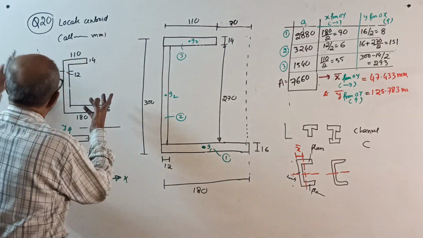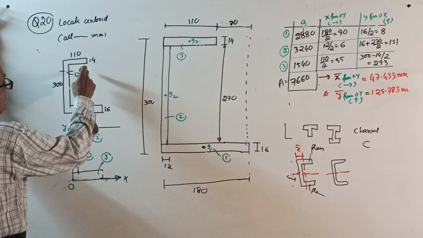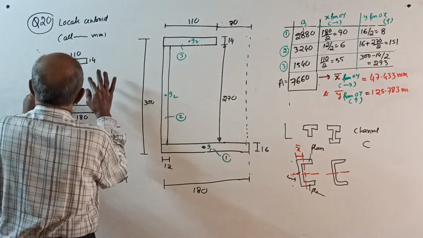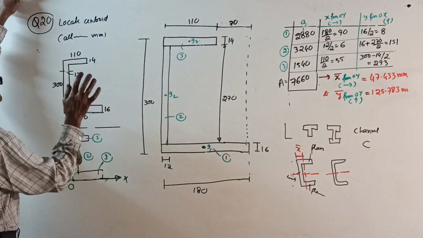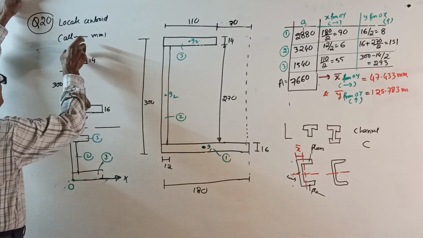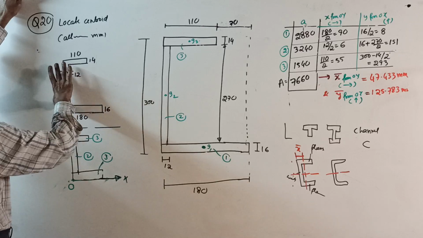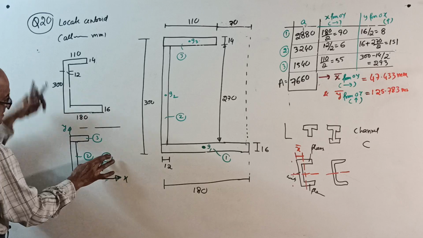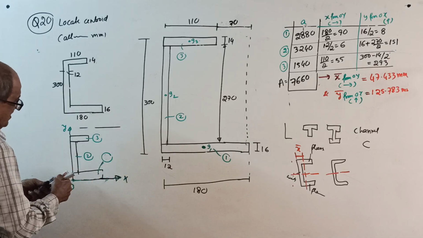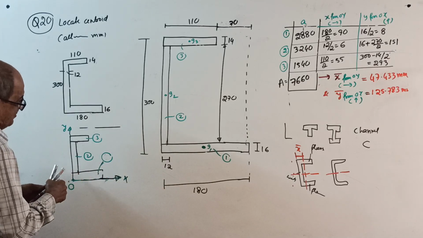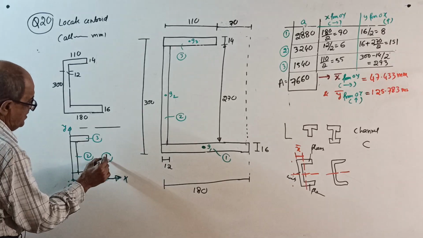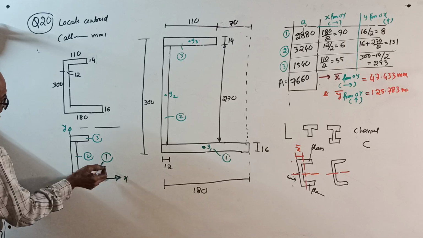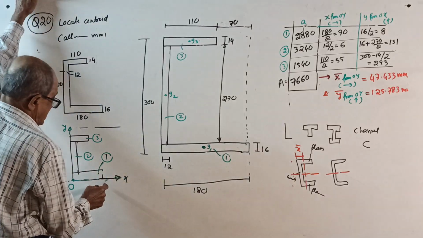To understand correctly, question number 20 will be a channel where, practically, you won't get it, but such questions are given. Here there is one symmetry axis, but here there is no symmetry axis. One question to understand. All in millimeters: 110, 14, 12, 300, 180, 16. Divide into parts: 1, 2, 3. Divide like this. Now the dimensions.